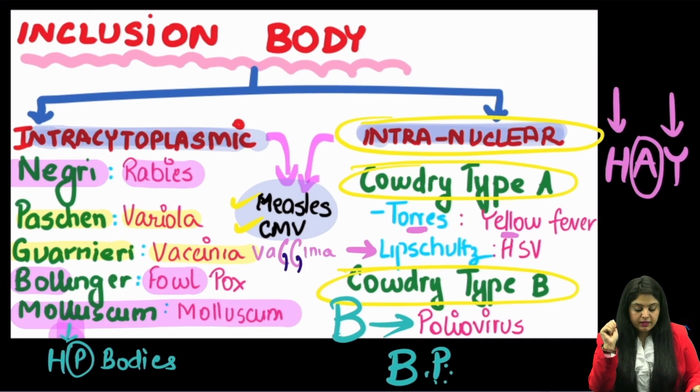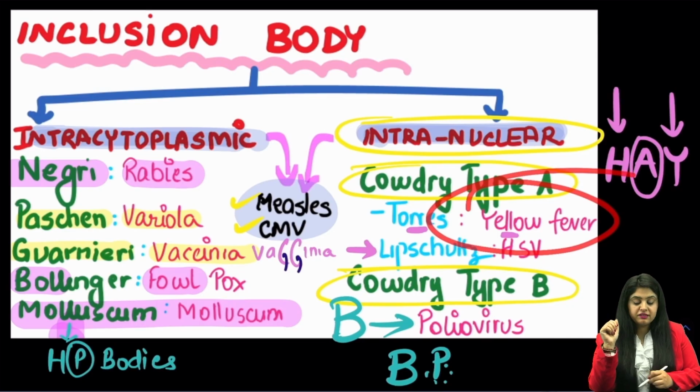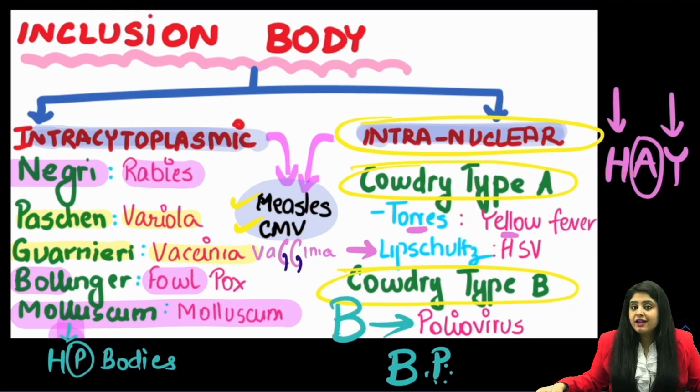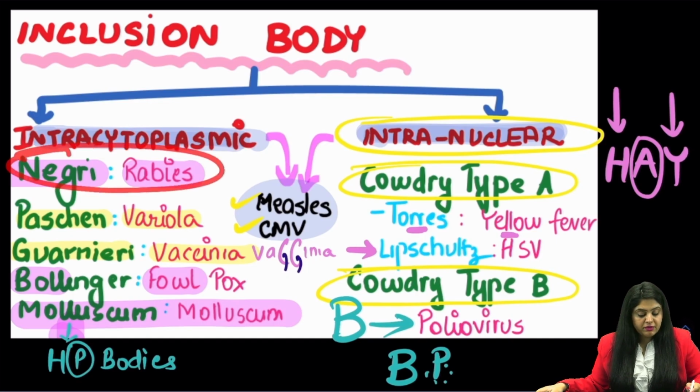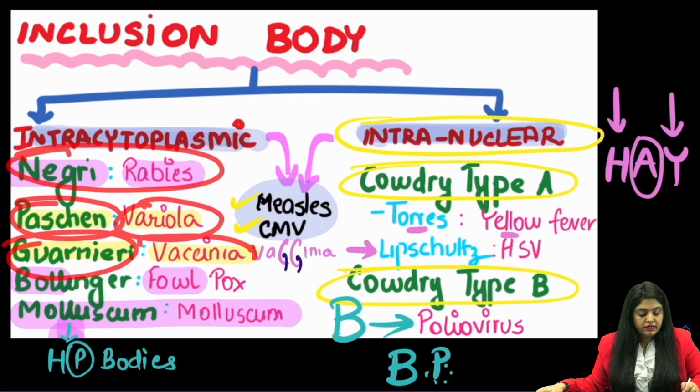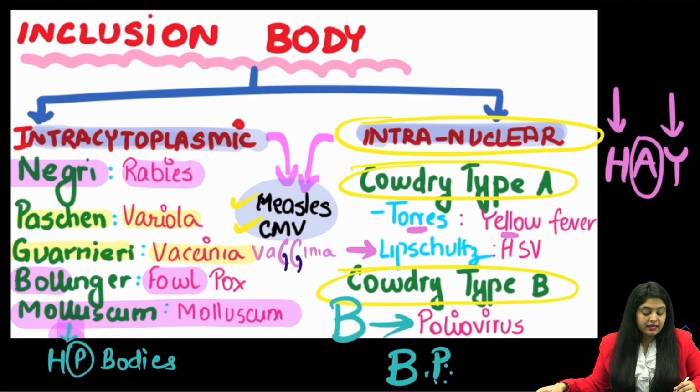Very, very important that you know. And now just one more homework for you. Please read the yellow fever vaccine. The 17D vaccine, a question will definitely come in PSM. Very, very important. Okay, coming back, Negri bodies in rabies, Paschen in variola, Guarnieri in vaccinia, we made the C into a G, that is how we learned it.